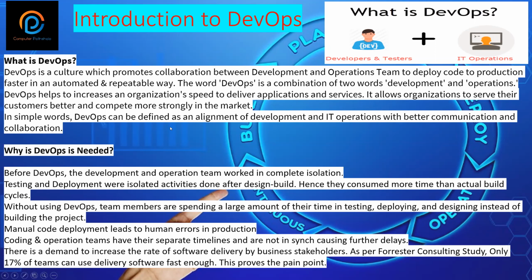DevOps is basically making communication between developer, tester, and the operations people. Operations people means the Linux system admin, or SRE. These are the guys who are now working together. So I will give you an example.